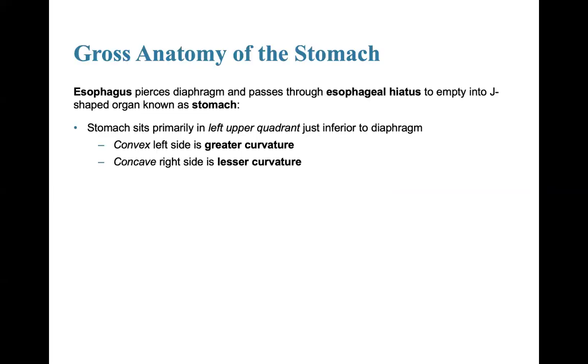The stomach, what's going to happen with the stomach is the esophagus will pierce through the diaphragm and then pass through the esophageal hiatus to empty into the J-shaped organ referred to as the stomach. The stomach sits primarily in the left upper quadrant, just inferior to the diaphragm. The convex left side is referred to as the greater curvature of the stomach, and the concave right side is the lesser curvature.